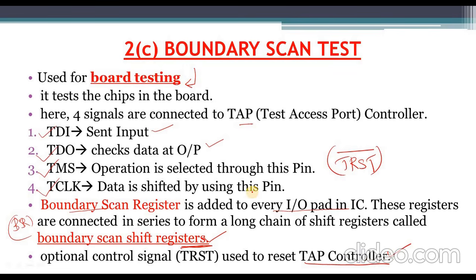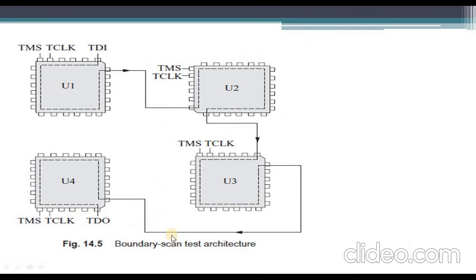So let's see the boundary scan shift register block diagram. It is the boundary scan test architecture. All these are the boundary scan registers. All these are the different types of TAP controllers. We have 4 control signals: test mode select, test clock, and the TDI. All these are the signals. So it is the boundary scan test architecture. All these are the boundary scan registers.